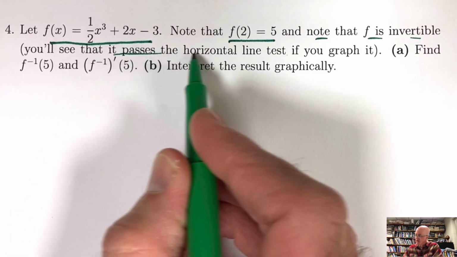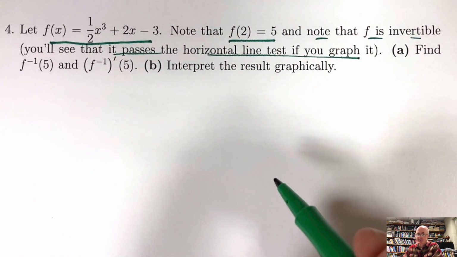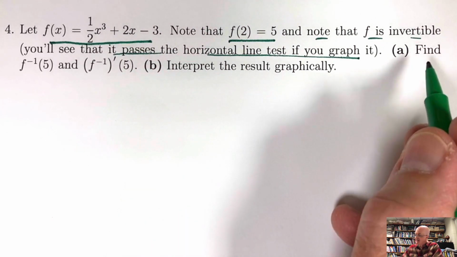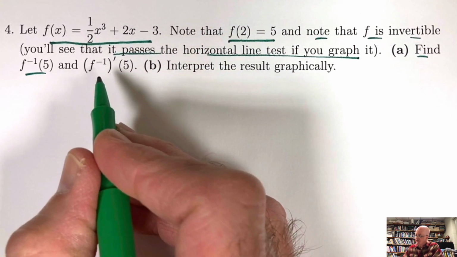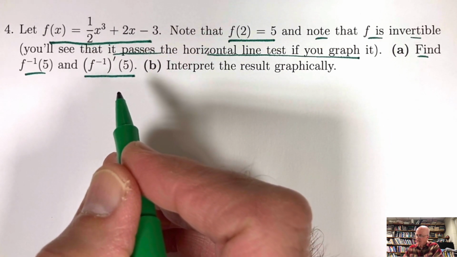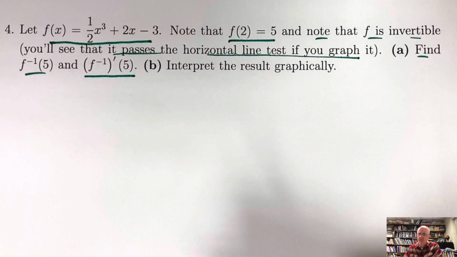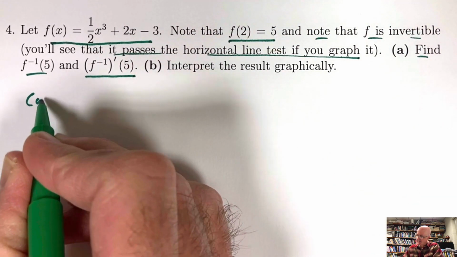You'll see it passes the horizontal line test if you graph it. I will graph it on my calculator and we'll see that. Part A says find f inverse of 5 and f inverse prime of 5. What makes this difficult? What makes it difficult is because of the fact it's cubic, you can't actually find a formula for f inverse. That's still okay though, but you can use abstract ideas.